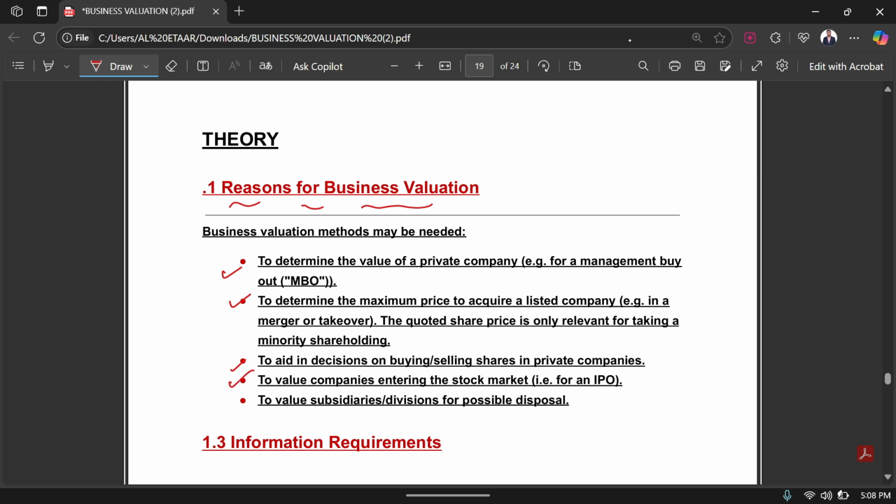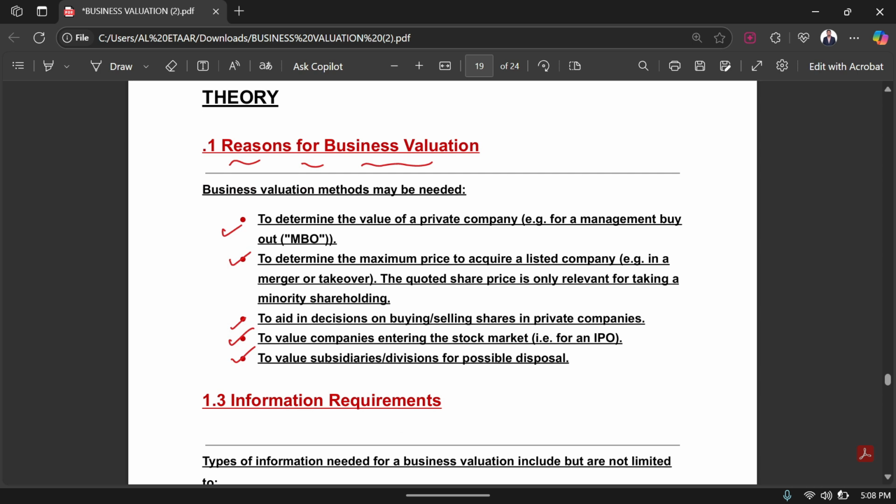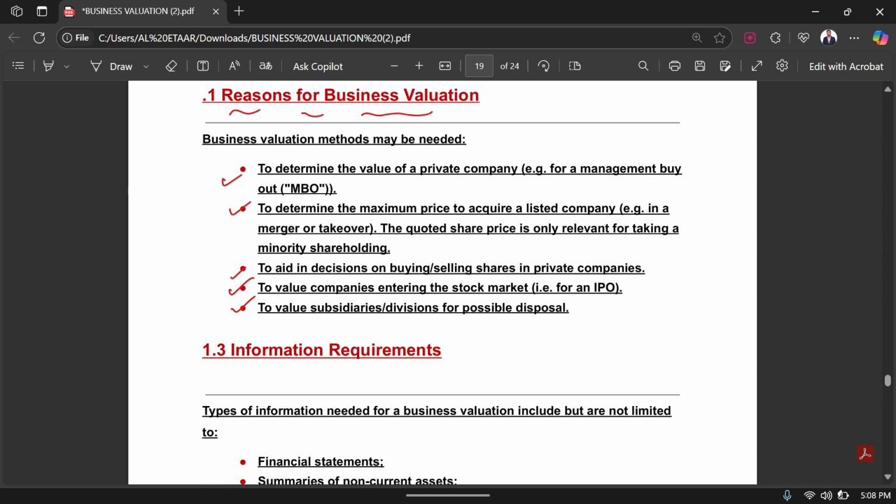Okay. And then it says to value subsidiaries or divisions for possible disposal. Yes, if you want to dispose of your subsidiaries, some of your divisions of the company, then you need a valuation to sell them, right? So again, all these points are pretty similar, and they all make sense as to why a company needs to value a business. So you guys can just learn it.